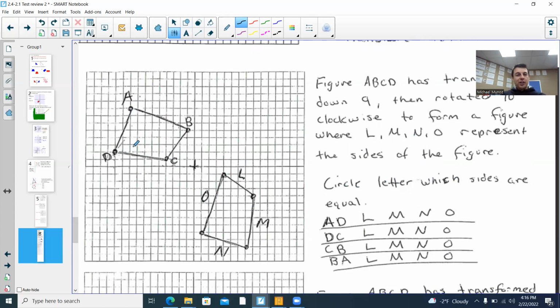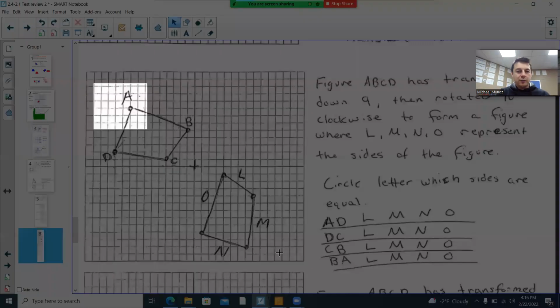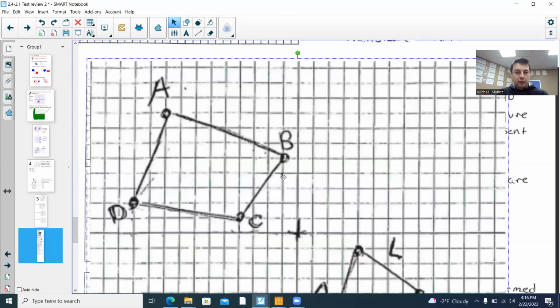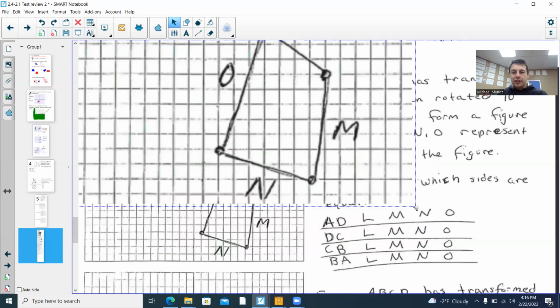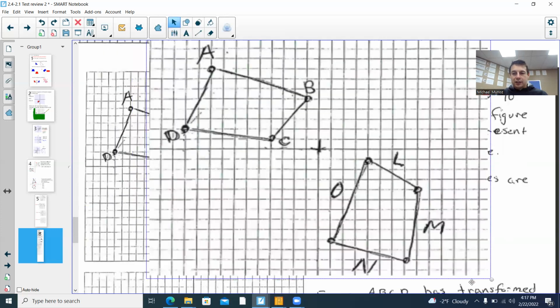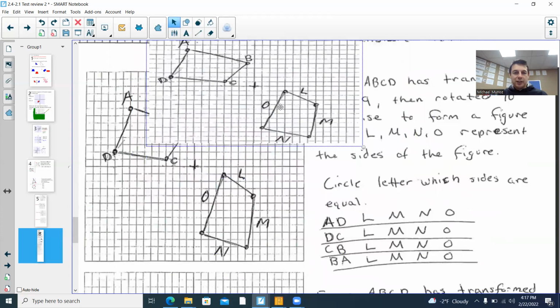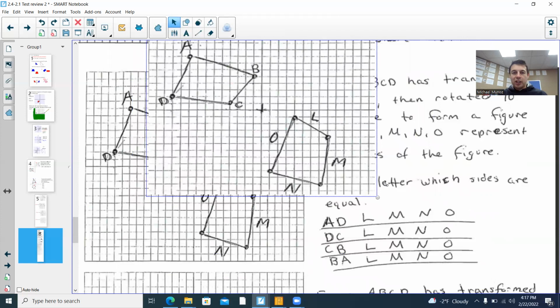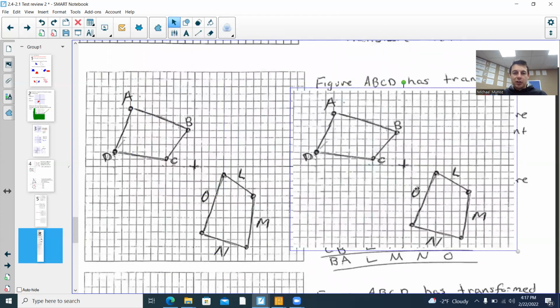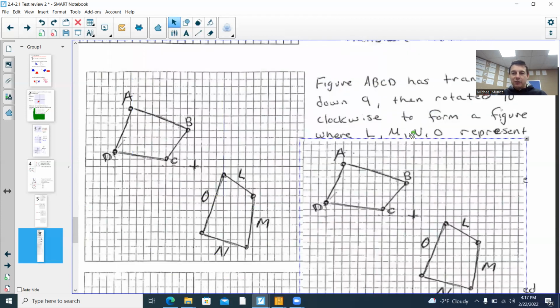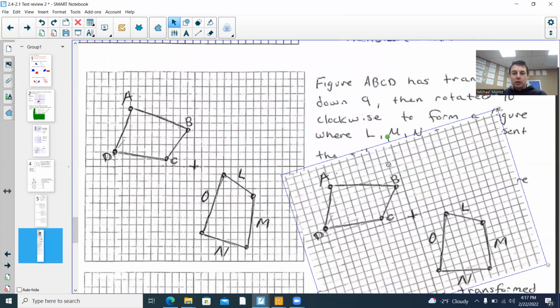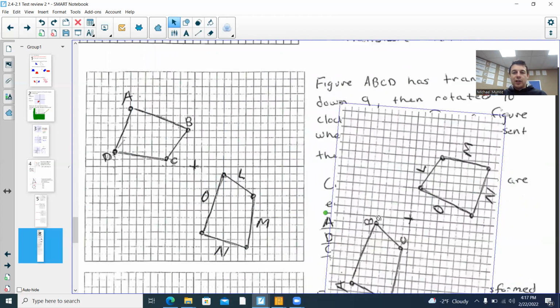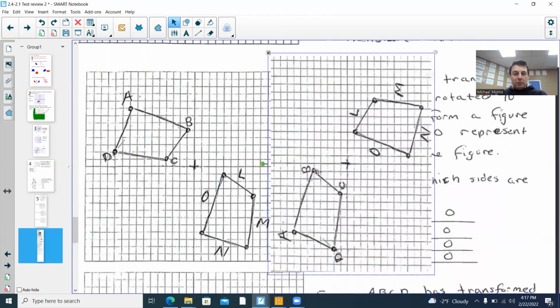So if this one, let's try doing this again. If this one went down 9 spots and then rotated. So just imagine starting here and it went down and then it rotated 90 degrees clockwise. Then the shape should look like this.